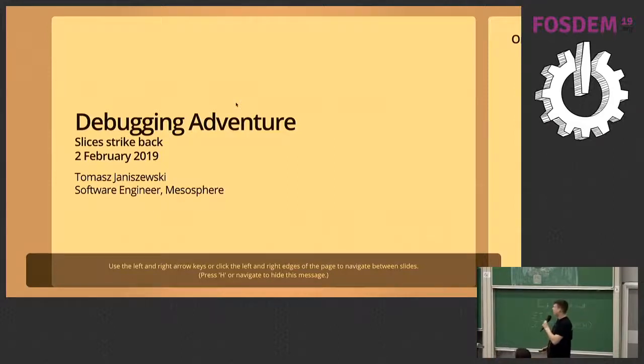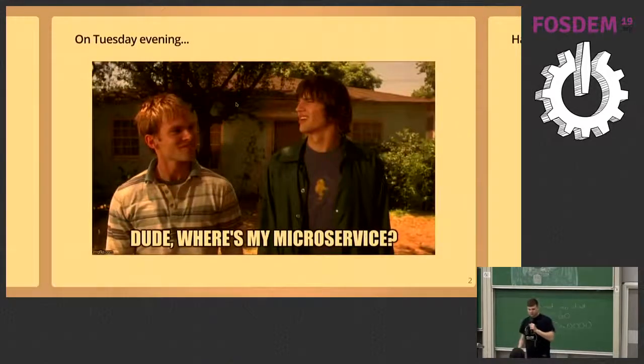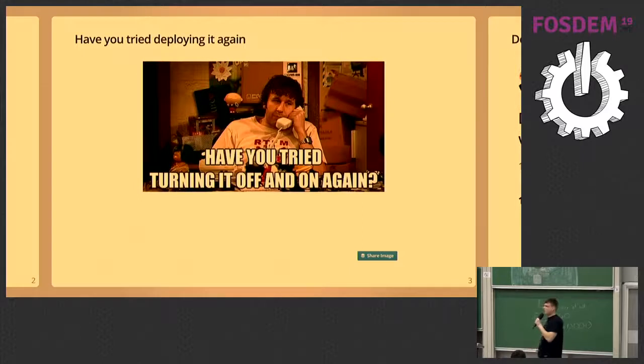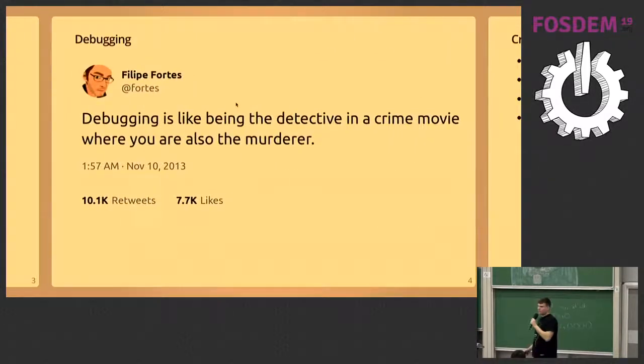Okay, so hello, I'm Tomasz, and today I will show you my debugging adventure with Golang. One evening, my colleague was deploying a service on our infrastructure, and what happened? The service did not appear in our production. It was deployed, but it wasn't attached to the load balancer and Consul, which was our discovery solution. So I asked him, hey, try deploying it one more time, but obviously it didn't help. And so we started debugging, like what could be the problem?